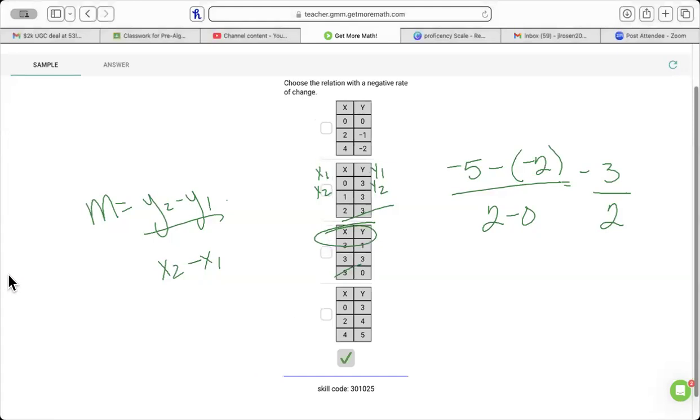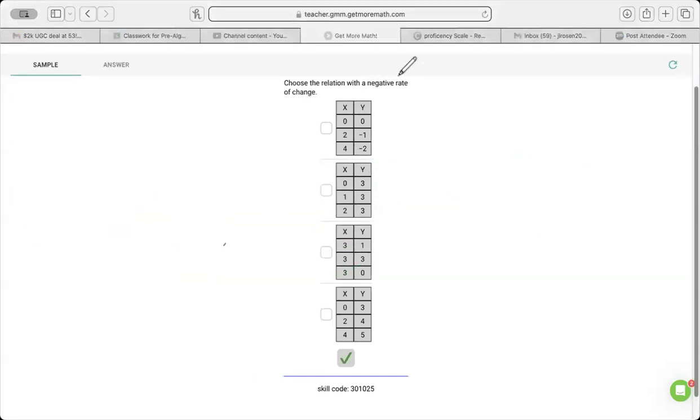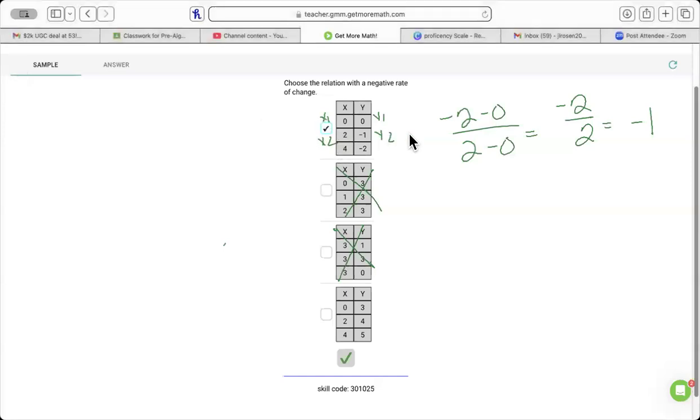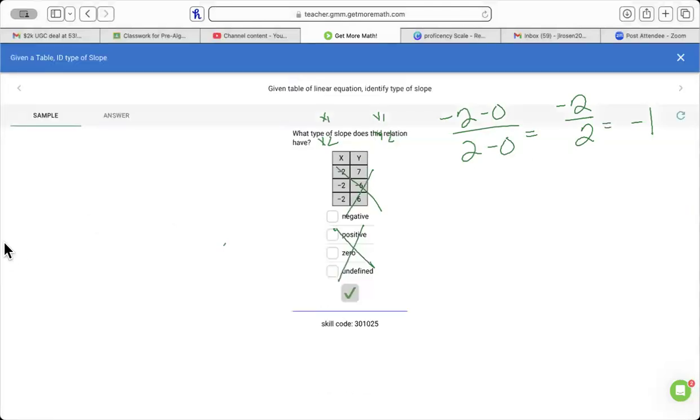Okay, and then let's just do one more of these. So we want a negative rate of change. So again, my y's were repeating, my x's are repeating, so it's one of these two. Just saves us a little bit of time. So this is x1, y1, x2, y2, negative 2 minus 0 over 2 minus 0. So that'd be negative 2 over 2, which is negative 1, and it's a negative slope. So that's got to be my answer. Okay. So hopefully that helps.